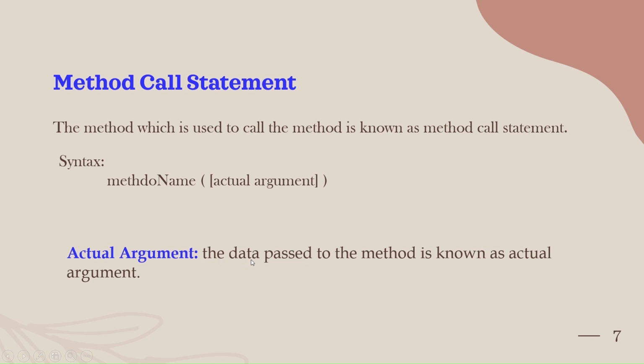You can say that the data passed to the method is known as an actual argument. That means the data passed to the method is known as an actual argument. In the method call statement, the method which is called should be passed the actual argument. That is called an actual argument.